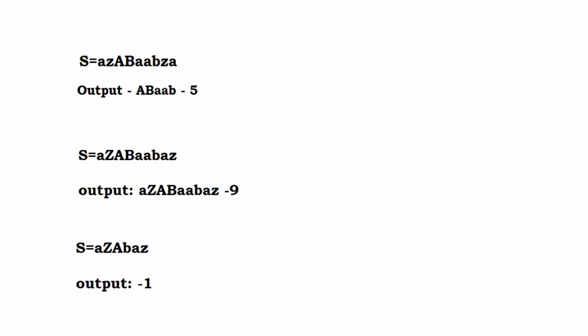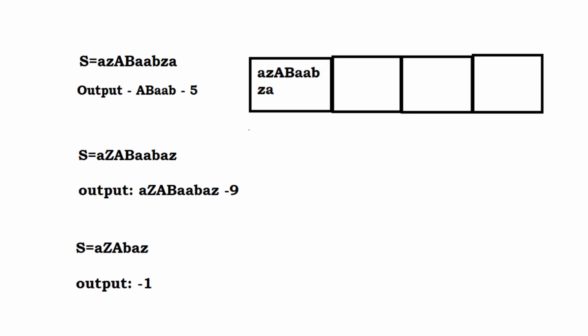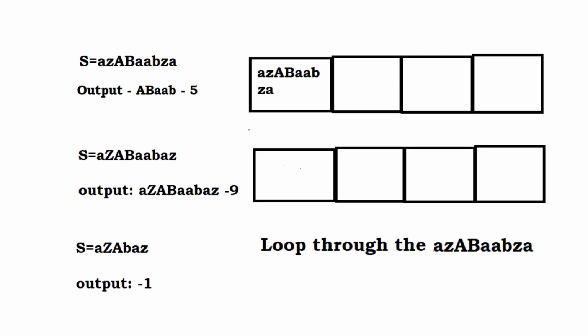The first thing we are going to do is add the string to a queue. We are going to use a queue data structure here. We are going to repeat the following process until the queue is empty. The first thing is we remove the string from the queue. Then we loop through the string, go through each and every character, and check whether the corresponding opposite case of the character exists in the string.